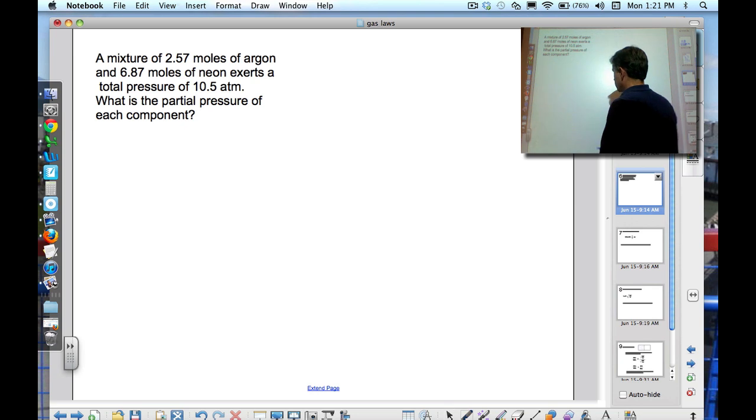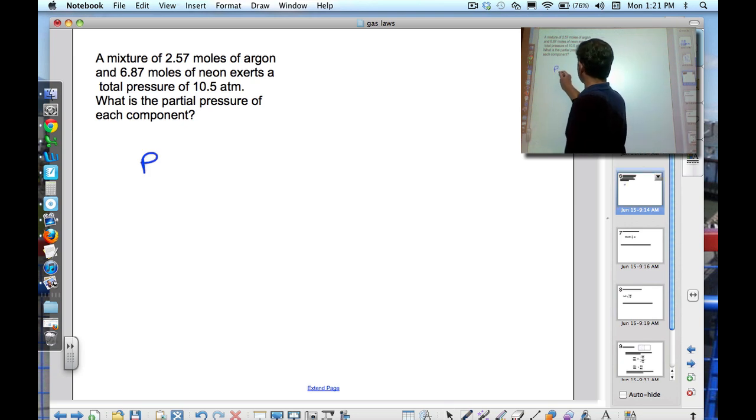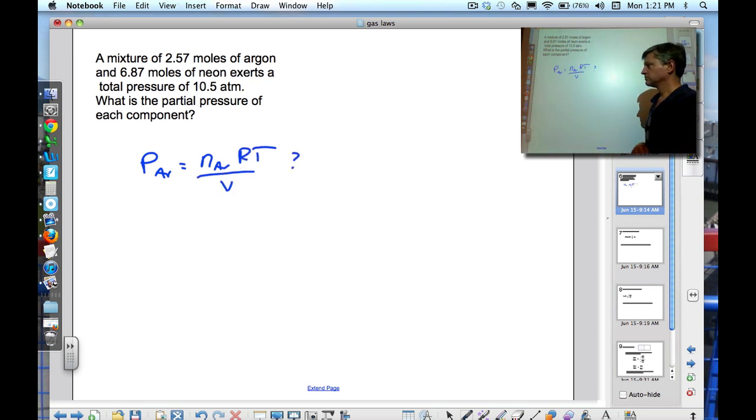going to use something like, let's say, the partial pressure of argon equals the moles of argon times RT over V? Would that work? No, because you're not given T or V. Very good. You don't know the volume of the container, you don't know the temperature. All you know is how many moles of each component you have and the total pressure. This looks like a job for using the mole fraction.